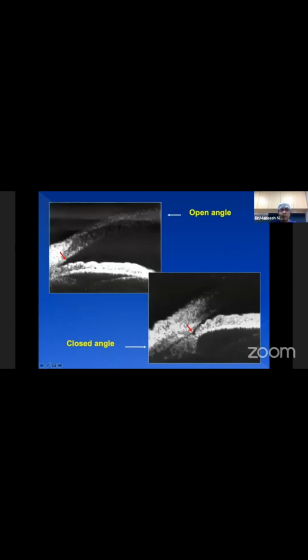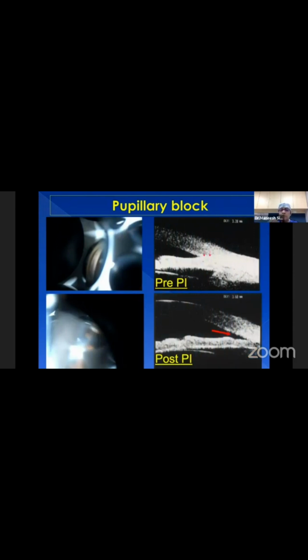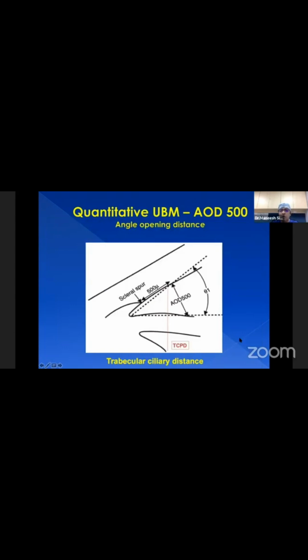You can differentiate a closed and open angle. Here you can see the scleral spur is opening into the anterior chamber, so it's an open angle. In this other image, the scleral spur is covered by the iris, so it's a closed angle. It also helps you to understand the pathophysiology of glaucoma. For example, this is a closed angle. You can see on UBM also there is iridotrabecular contact. Once you've done a PI, the angles open up. So it gives you more idea about how the disease is working.